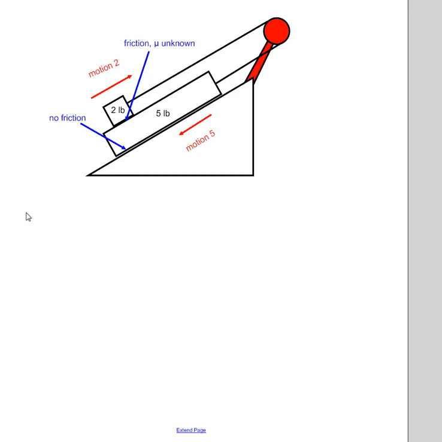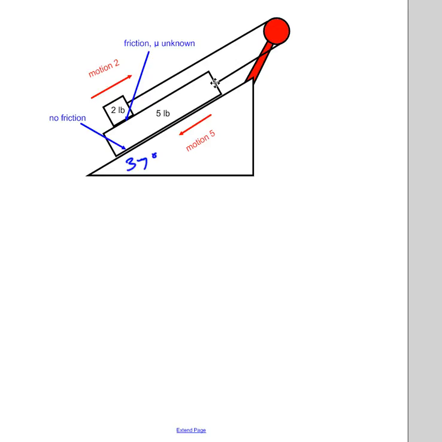So here's a harder yet problem. Here's the picture. We have an inclined plane, 37 degrees again. And it's a frictionless incline. And what that means is that the 5-pound object, which is a long extended sort of object for this particular setup, slides frictionlessly on this surface.